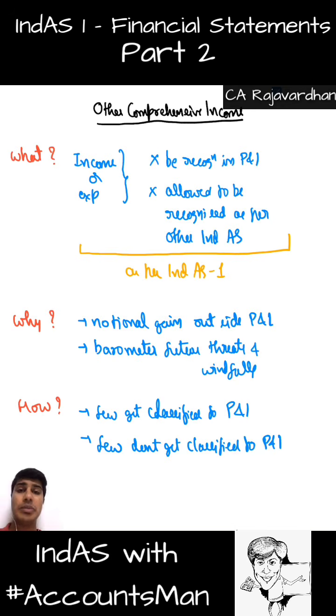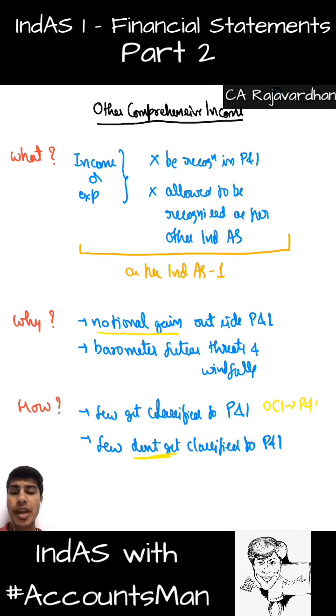Sir, what exactly do you mean by this? I told you that this is a notional gain, so it cannot go to P&L. So we'll write it in other comprehensive income. Over a period of time, we might transfer this from other comprehensive income to P&L. So it will go from OCI to P&L, whereas here it doesn't get transferred, it will remain in other comprehensive income.